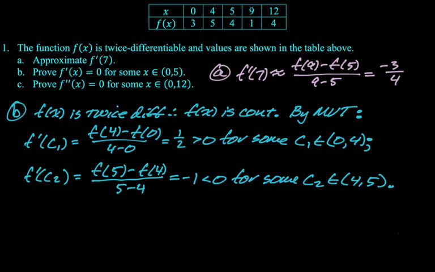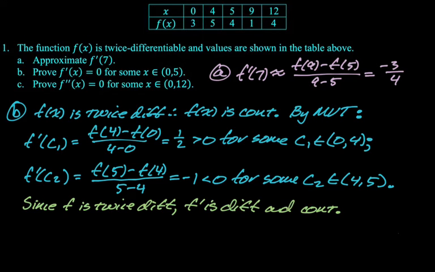Okay, so we now know that f prime is positive somewhere and then negative somewhere else. So now we're going to try to use the intermediate value theorem. To use the intermediate value theorem, I need f prime to be continuous. I know that f prime is continuous because f is twice differentiable. So f is twice differentiable, which means f prime is differentiable, and if f prime is differentiable, it is continuous.